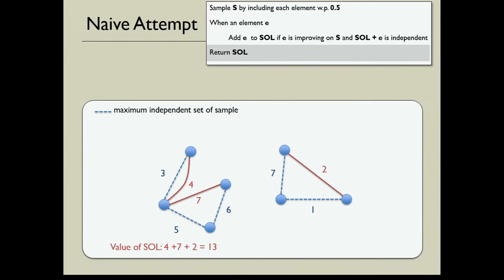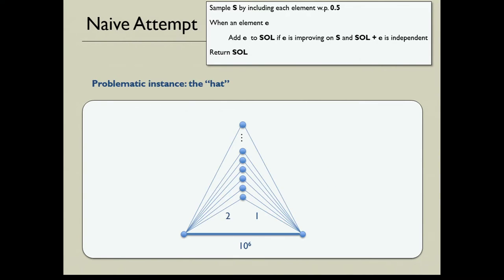So why does this fail? Because it fails, so it's not so easy. Okay. So we call this the hat. You have one very valuable element on the bottom, connected by this unimportant element. But of course, you don't know you have this guy. So this is a tower, an infinite tower. Okay. So now what happens? You sample. The opt value is basically only this edge.